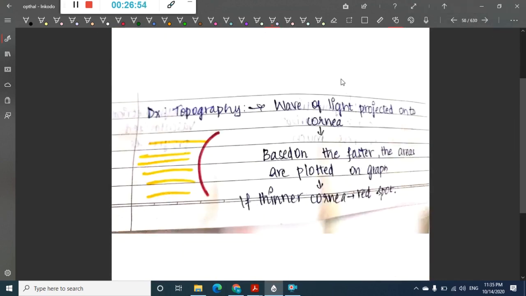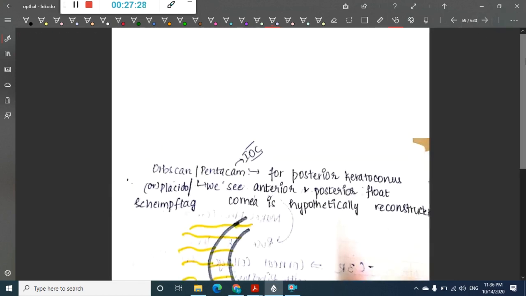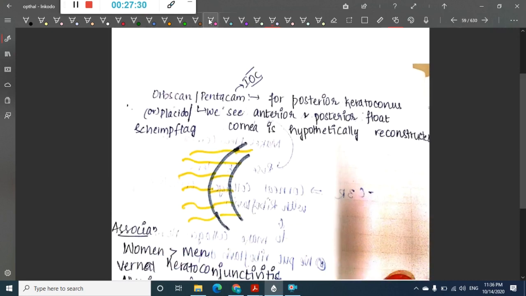Then what about the diagnosis? For diagnosis, you will have to do topography. What is topography? Light is projected onto the cornea. Based on the areas, flatter or sharper, thinner or thicker, we will plot a graph. Okay, and if the cornea is thinner, this is called a red spot. We will do this topographic scan for knowing the corneal irregularities.